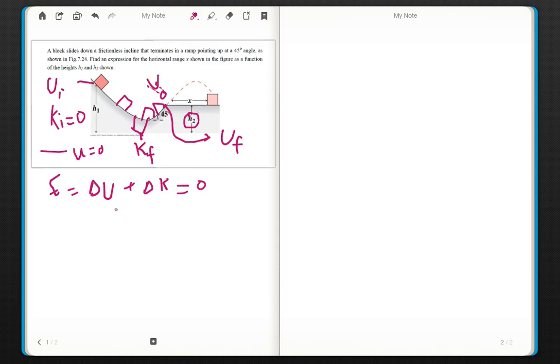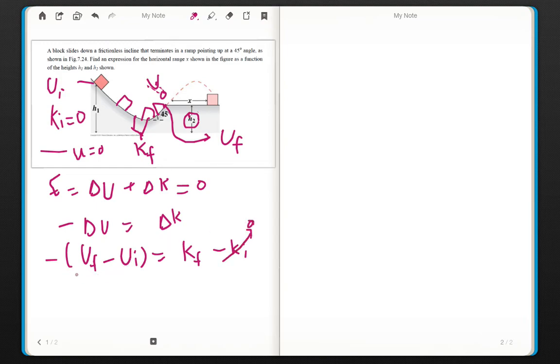If they sum to zero, that means they are equal, because we're converting from potential to kinetic and then potential. So the other one will be negative, and we will have delta U is equal to K. Well, you know potential energy is mgh, right? So potential final minus potential initial equals kinetic energy final minus kinetic energy initial. This one is equal to zero, and we just open the bracket. You'll have U final plus U initial is equal to K final.